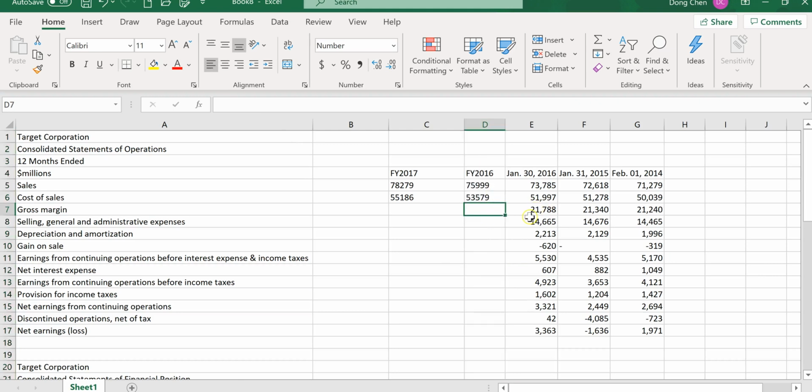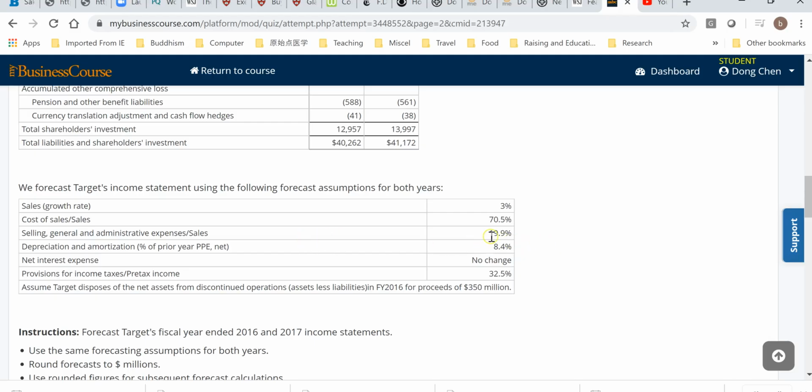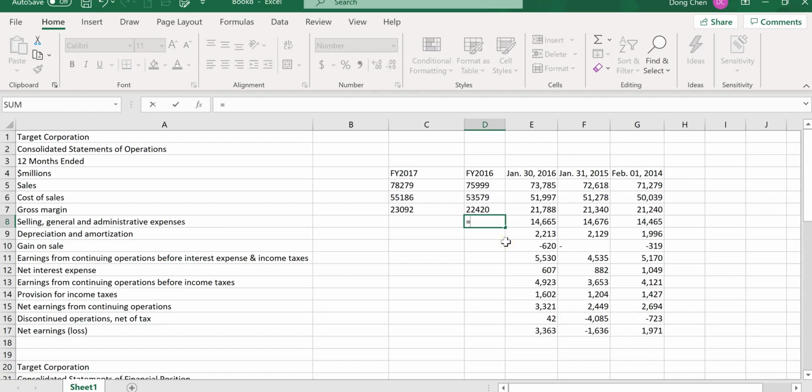And then the next item is the gross margin. That's simply the difference between sales minus cost of goods sold. And also pull the cell to the other year. And the selling, general, and administrative expense is going to be 19.9% times the forecasted sales, right? And then pull the cell to the other year.